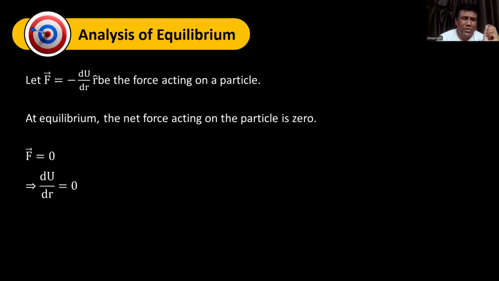Now, let me analyze this once more. Okay, I have already told you the main thing. If F equals minus dU by dr is the force acting on the particle at equilibrium, obviously the net force on it is 0. As the force is 0, it means dU by dr is 0. That is the slope. I have already told you.